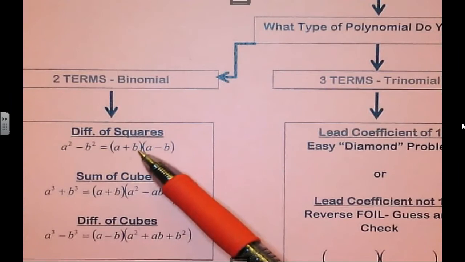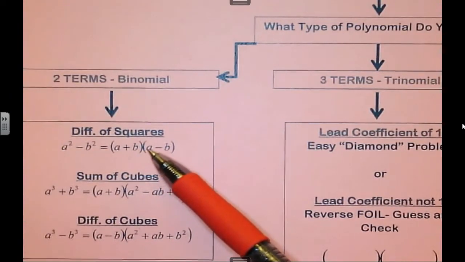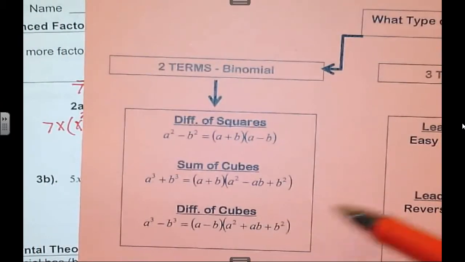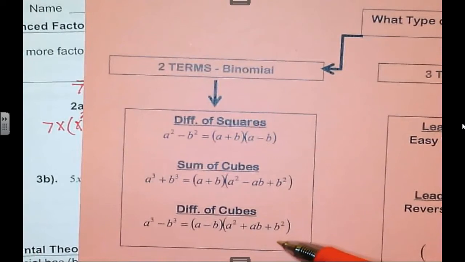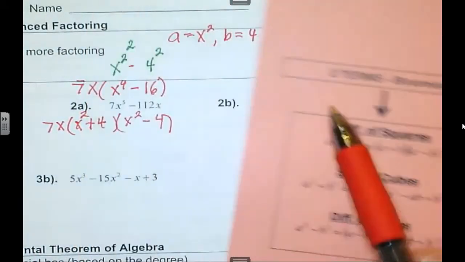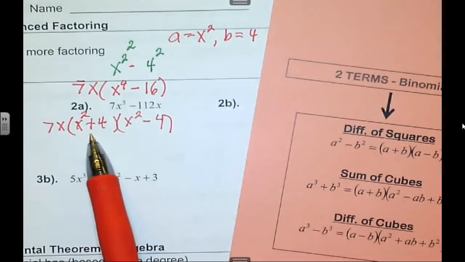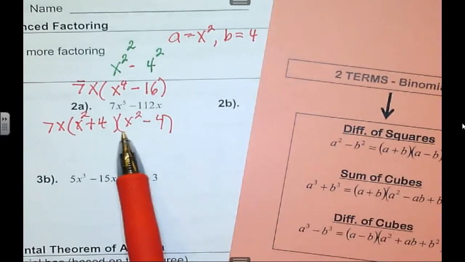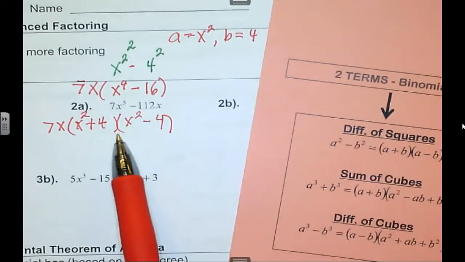What? How are you confused? What are you confused about? How do I determine what? There's a plus sign. That's got a plus sign. That's a sum. If it has a plus sign, it's a sum. If it's a minus, it's a difference. If I had 4x squared, my a would be 2x.